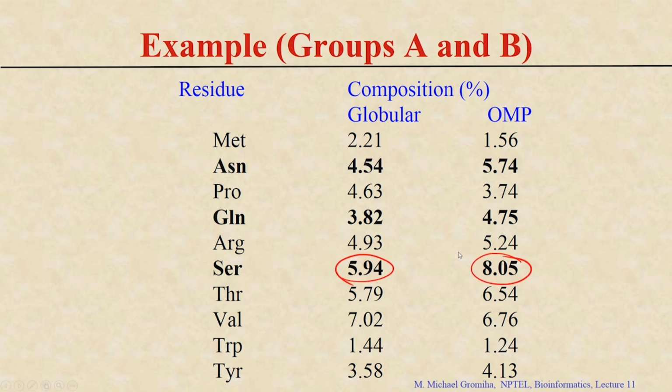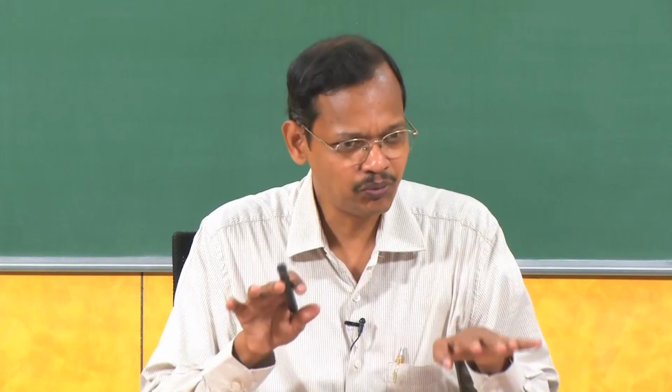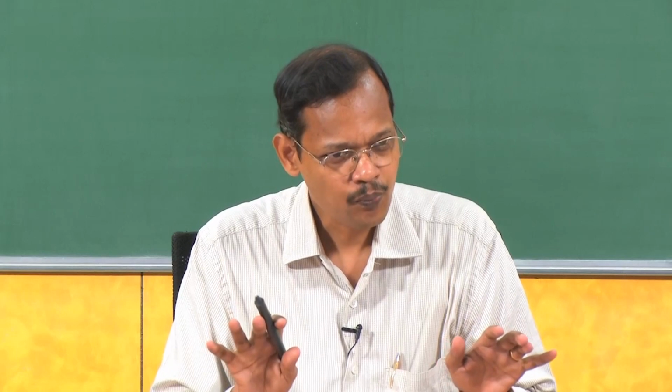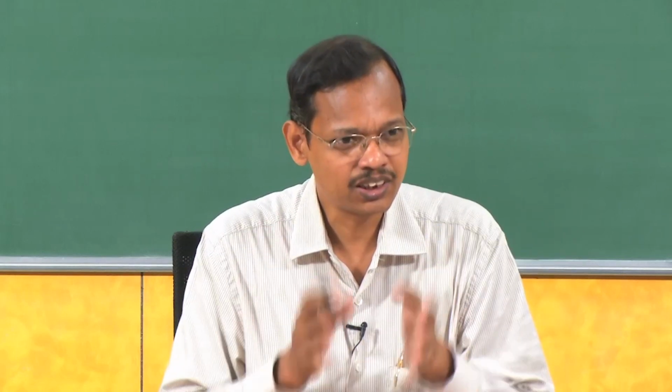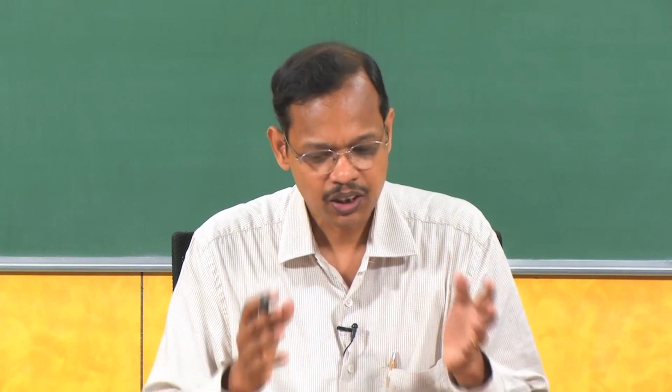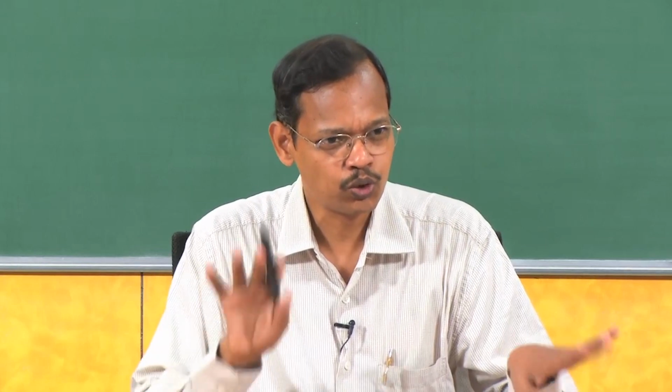It is the other way around here. It is highly dominant in the case of group B, this is 8.05, while group A is only 5.9. So, there are some residues which are similar in both cases and some residues which are significantly different. If they are different, then we can use these residues as the features, parameters or properties to discriminate or distinguish between these two groups, group A and group B.